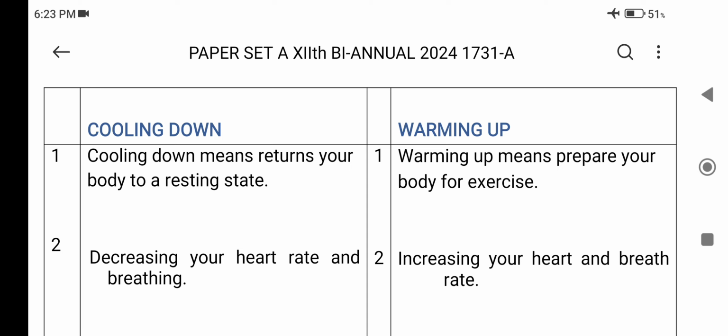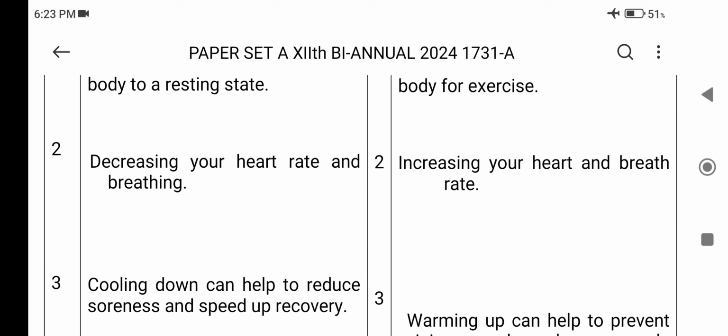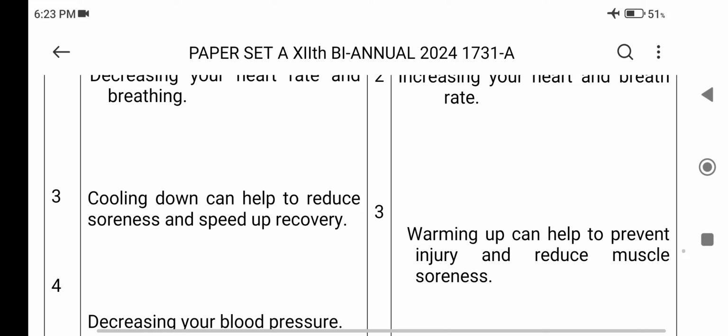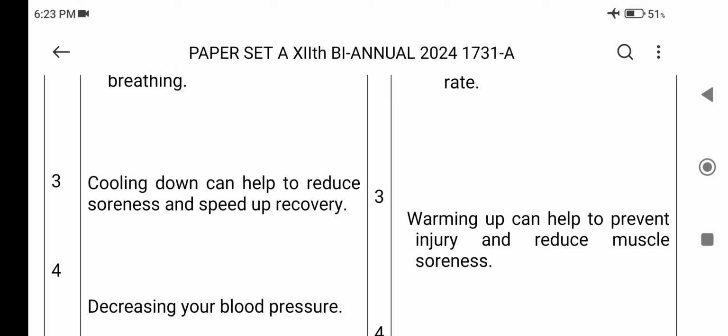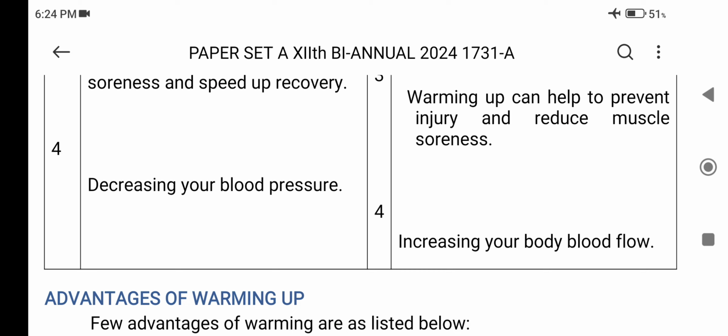Number 2, cooling down decreases your heart rate and breathing; warming up increases your heart rate and breath rate. Number 3, cooling down can help to reduce soreness and speed up recovery. Number 3, warming up can help to prevent injury and reduce muscle soreness. Number 4, cooling down decreases your blood pressure; warming up increases your body's blood flow.